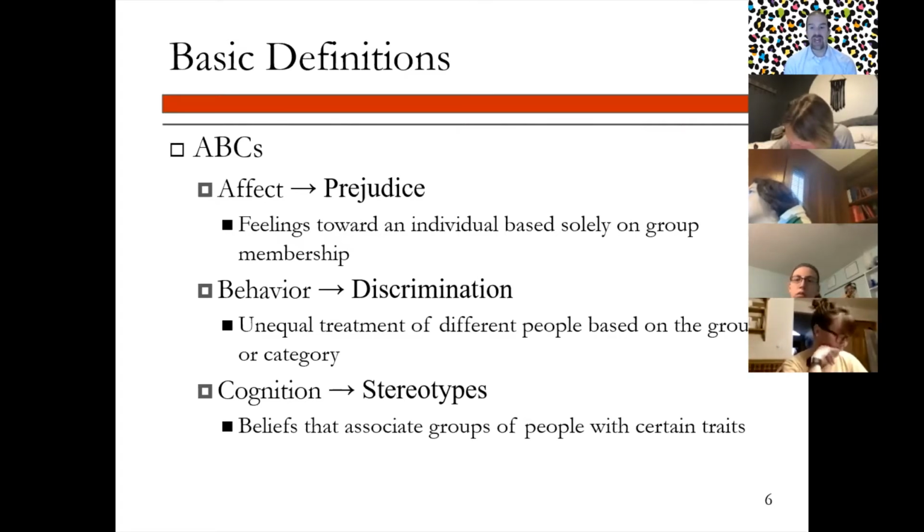We also see too that with our cognitions, again, our thought processes, our thinking, that this is related to our stereotypes. Okay, so our stereotypes here are beliefs that associate groups of people with certain traits. So beliefs that associate groups of people with certain traits.